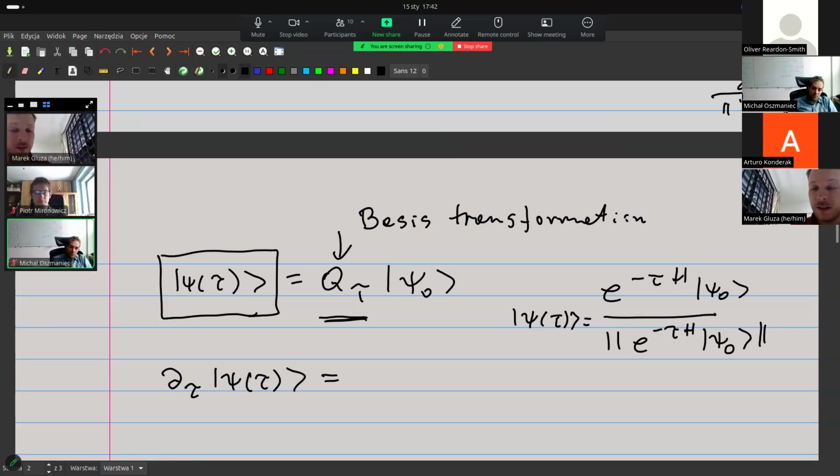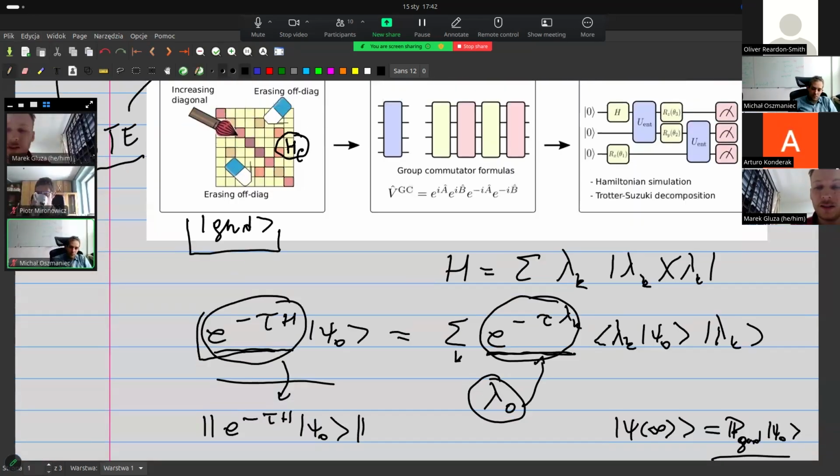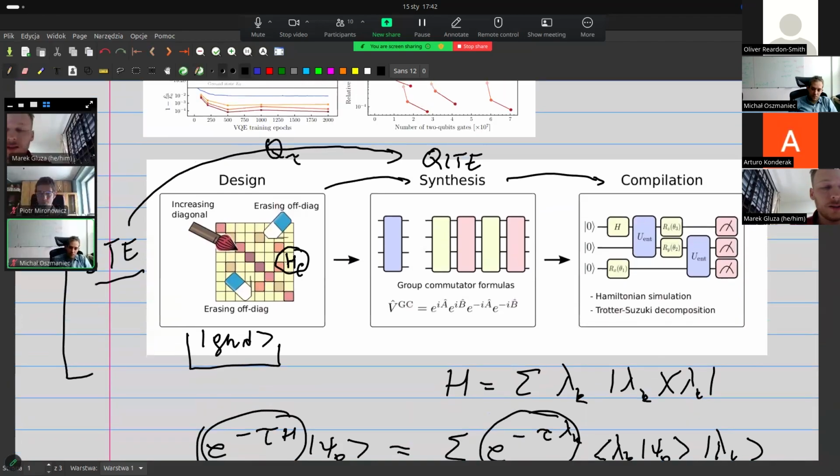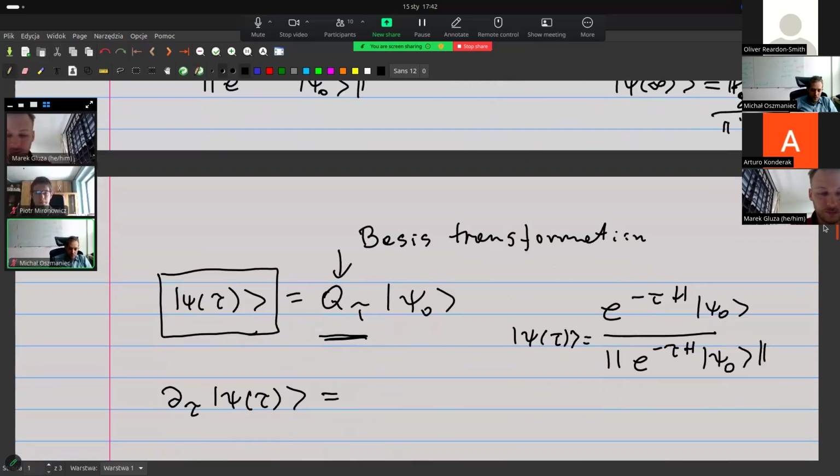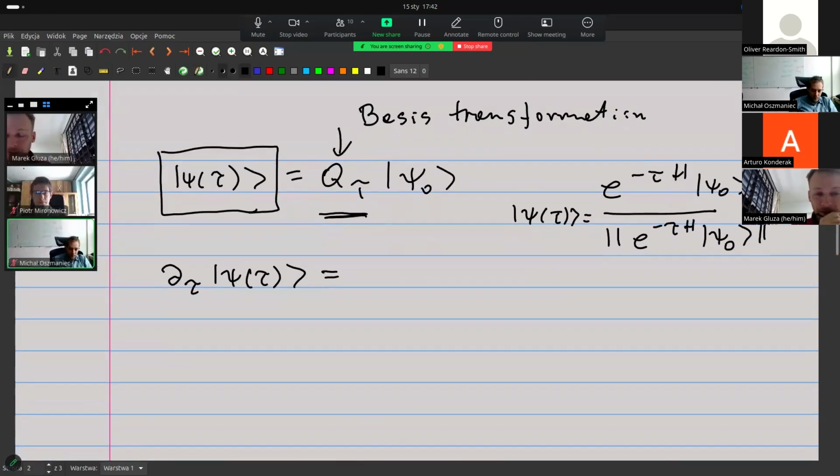And that defines the problem of the synthesis for us. We want to find a systematic way of finding those unitaries Q of tau, such that for every tau we find them and they are related to each other. And once we have that, we can talk about compilation, which I will talk about towards the end of the talk.